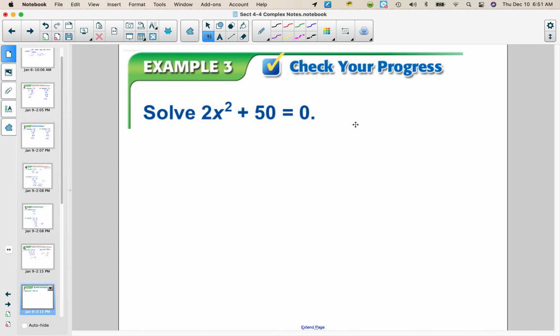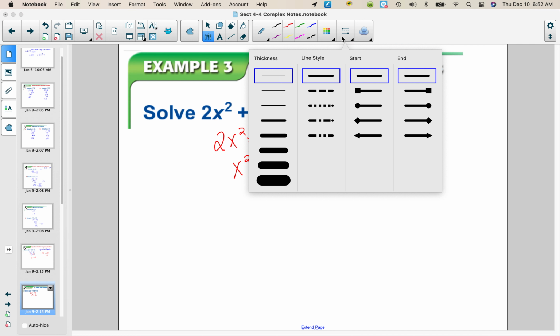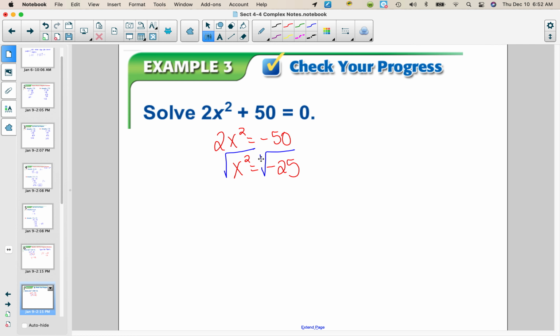So you might want to pause this and try this. First, you would subtract 50 and then divide by 2. And then next, we're going to square root both sides. And don't forget the plus or minus. And you don't have to do this off to the side. I'm doing this just because I'm making a video and explaining it. But every time you see this negative underneath the square root, we know it's going to be i root 25, which is going to be 5i. So I get plus or minus 5i for my answer.